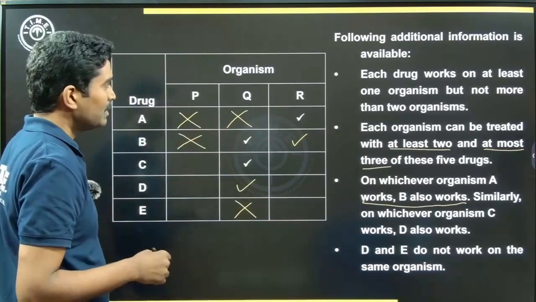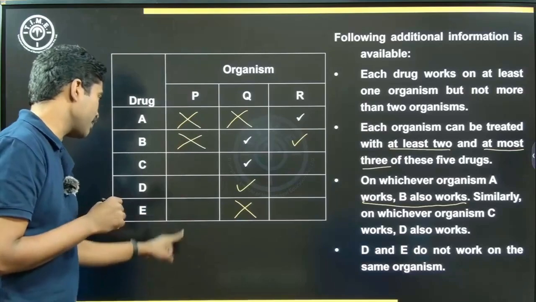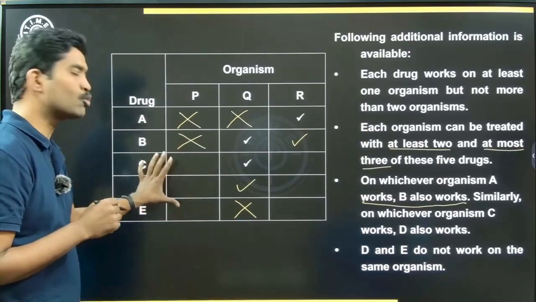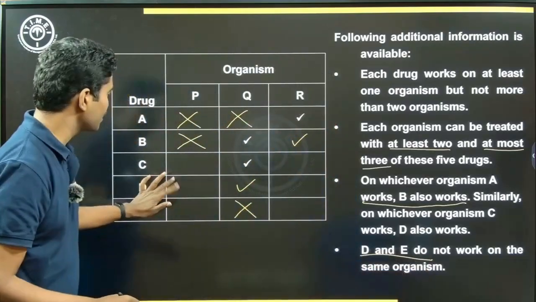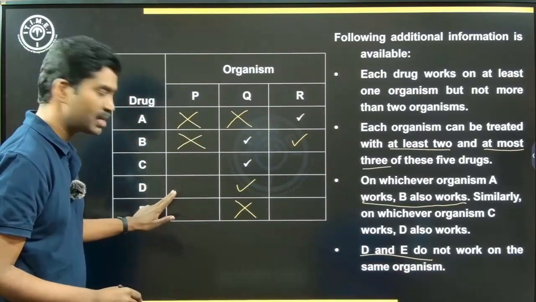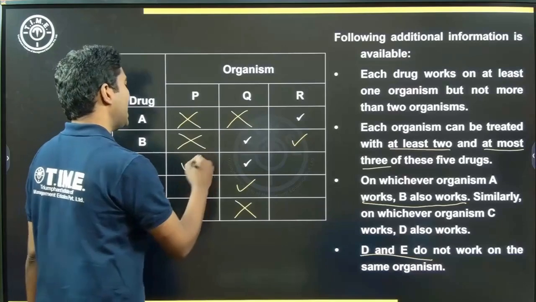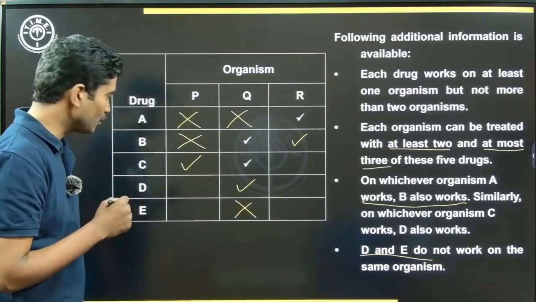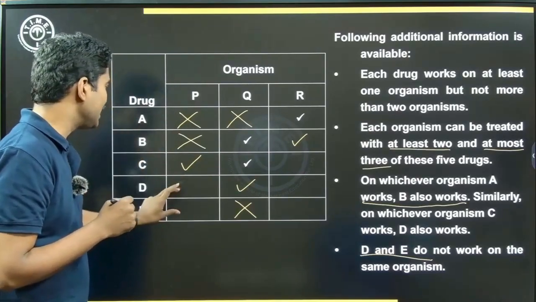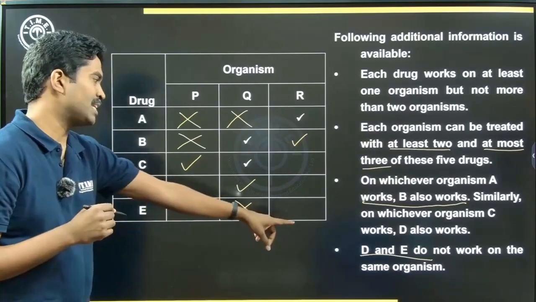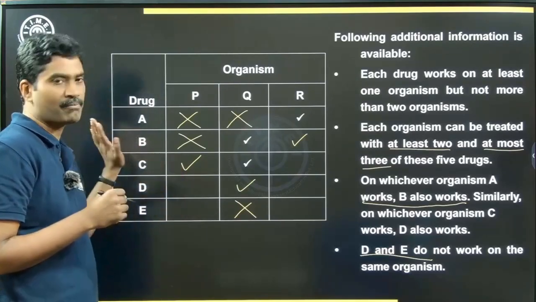But look at P, right? Each organism should be treated by at least 2. P should be treated by at least 2, which means in these 3 spaces I need 2 ticks at least. Now we also know D and E do not work on the same organism. So if D works here, E won't work. If E works here, D won't work, which means out of the 2 only one will work, which means I'll get 1 tick from here, which means C has to be a tick here, right? You following? Out of C, D, E, I need 2 ticks for organism P, correct? Now D and E can't both work for P because if D works, E will not work. So I'll get 1 tick from D or 1 tick from E. That's the only thing I know, correct? So 1 tick has to come from C.